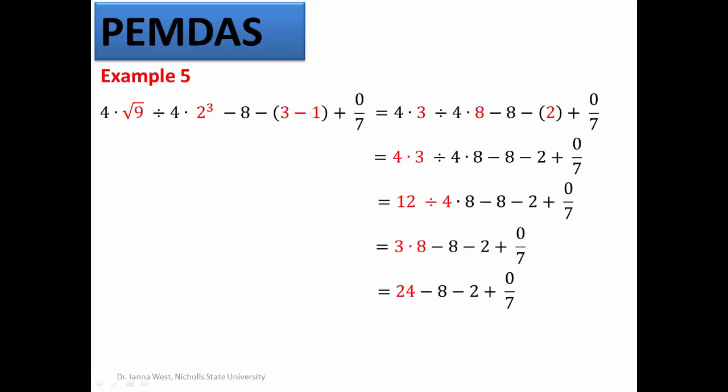Notice the only operations that are left are subtraction and addition, and those must be performed from left to right. So we will first subtract 8 from 24, giving us 16. Then we will subtract 2 from 16, giving us 14. Notice that we have 0/7. Recall that 0 over any number except 0 itself is 0. Therefore, our last computation is just adding 14 plus 0, which just equals 14.